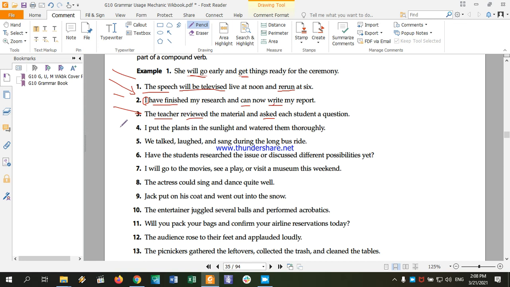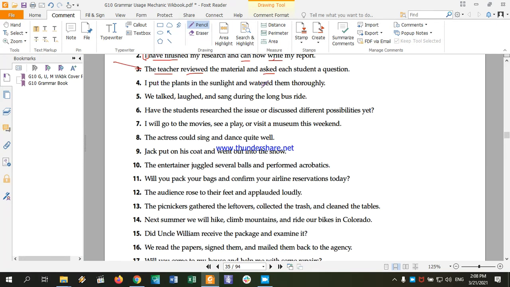Number 4, I put the plants in the sunlight and watered them thoroughly. Where is the subject? I put, which is in the past simple form, and watered, this is the second verb. Number 5, we talked, laughed, and sang during the long bus ride. We, this is the subject, talked, this is the first one, laughed, this is the second one, and sang, this is the third of the verbs.